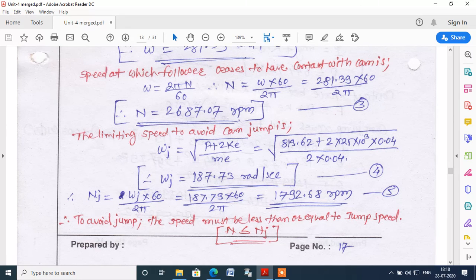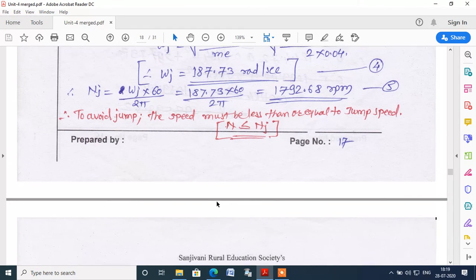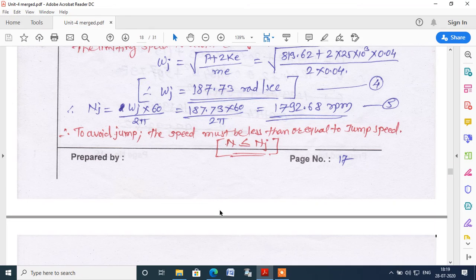So to avoid jump, speed must be less than or equal to jump speed. So n should be less than or equal to nj. Here n is 2687 and nj is 1792. Okay, so this way we have to solve the problem.